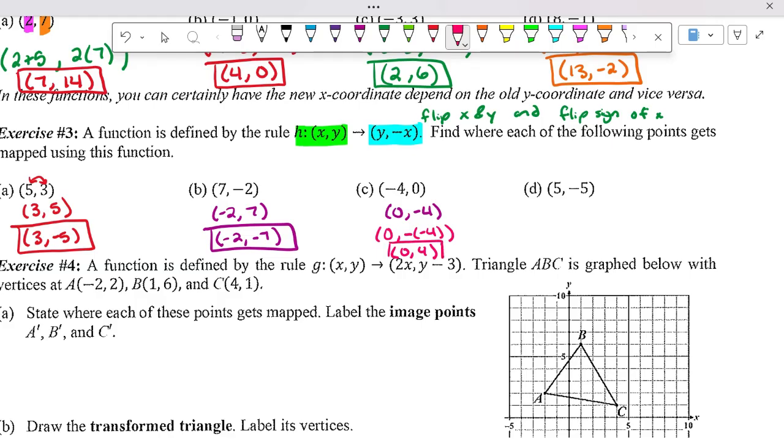All right, last one. What do I do? Flip. So I got negative 5, 5. Then I do what? Make the 5 negative. So any questions on how you read this type of rule? This is called arrow notation. Or how to evaluate it. Any questions on that?